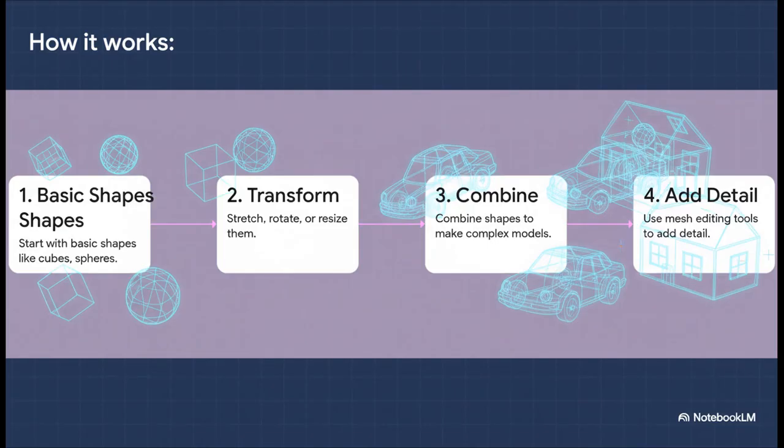The whole process is actually a lot like playing with digital Legos. You start with really simple, primitive shapes, a cube here, a sphere there. Then you can stretch them, squash them, rotate them. By just combining these simple forms, you can build up incredibly complex models. Think a car or a building. And then you can zoom in and use finer tools to add all the little details.